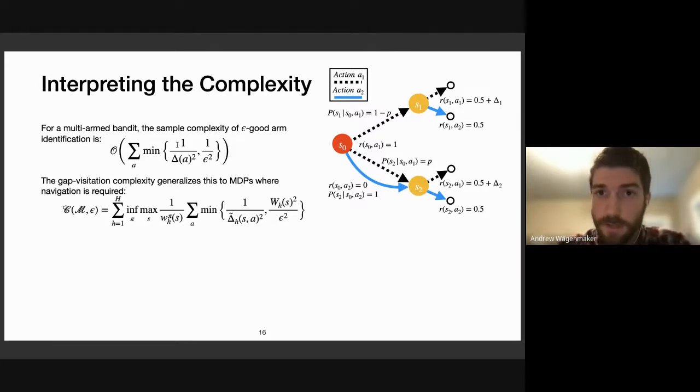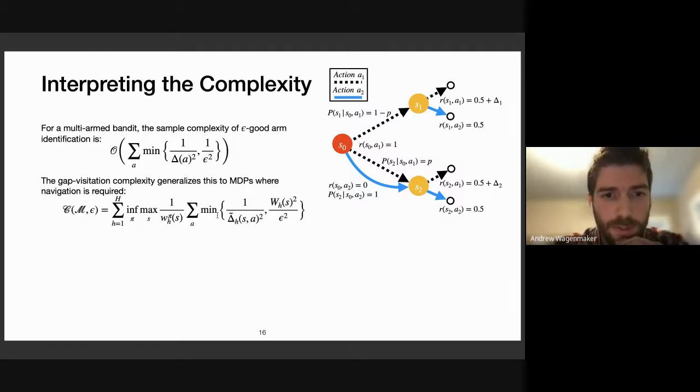But if the arm is really good, if it's epsilon close to the optimal arm, then you don't pay 1 over gap squared, you only pay 1 over epsilon squared, because you only care about identifying this epsilon optimal action. And so the gap visitation complexity really generalizes this idea to MDPs where now navigation is required. What I have here is slightly different than the form I put on the previous slide, but you can show they're equivalent.